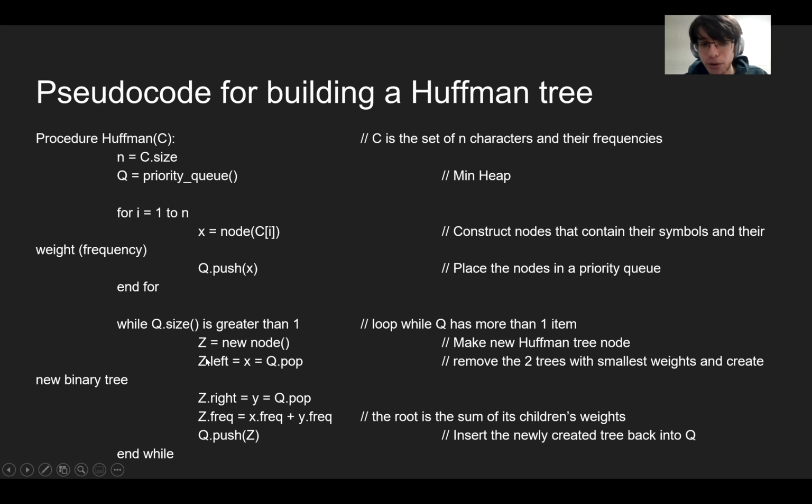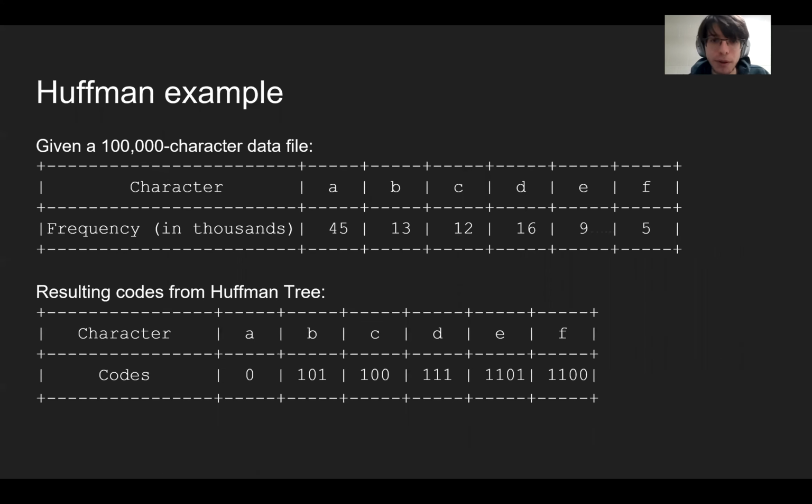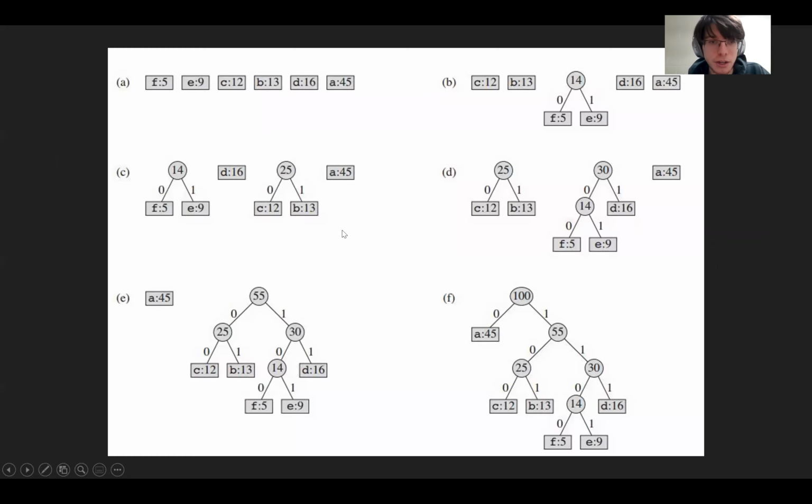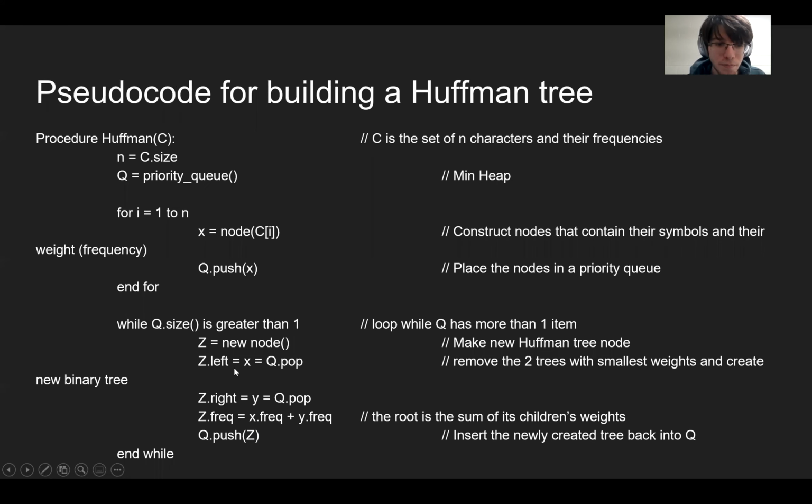We make a new node. We make the left node the smallest, and the right node the second smallest. So we pop twice, and then we add their frequencies. That's the frequency of the entire tree, right? Which makes sense, right? Like here, it was 5 and 9, 14. We add their frequencies. That's the frequency of this new node, and then we put this new node back in our queue, and we keep going.